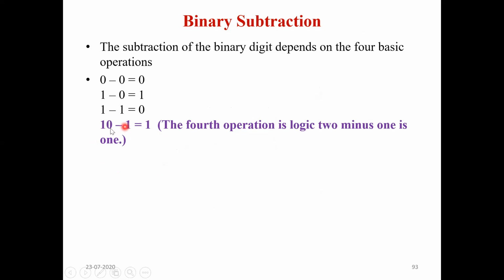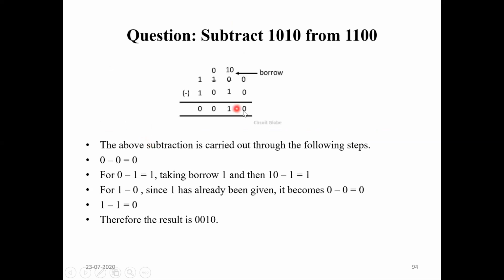See, ideally 0 minus 1, if we remove the negative sign, is 1 only. So here it remains as 1, but I have to borrow. I cannot subtract from a smaller number, so I have to borrow from the previous number. So 0 minus 1, remember, the answer is 1 and you are borrowing from the previous number. Example, then it will be clear.